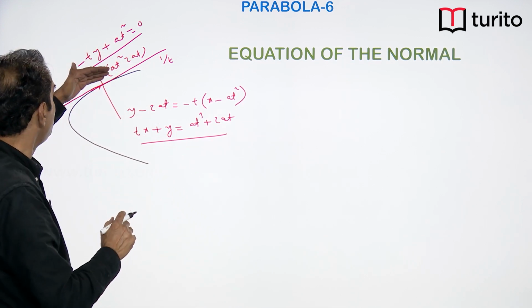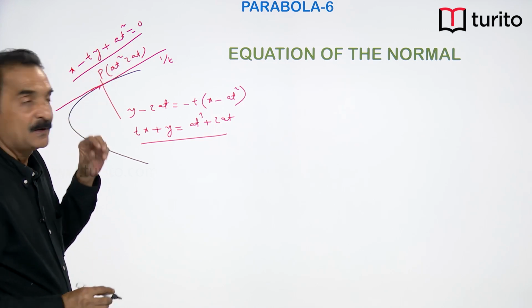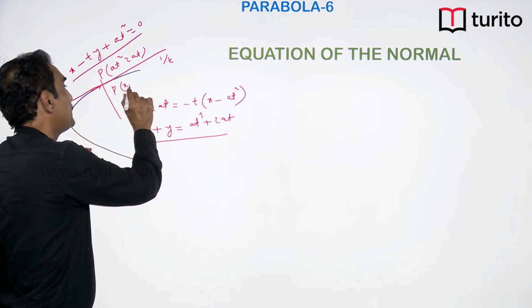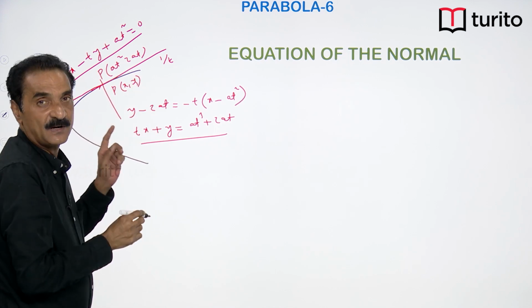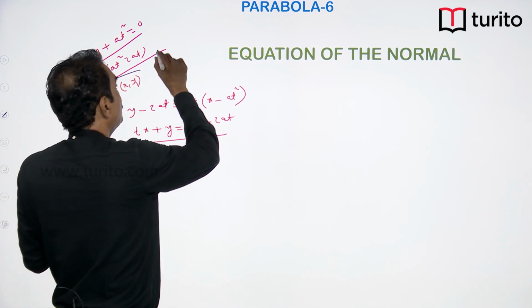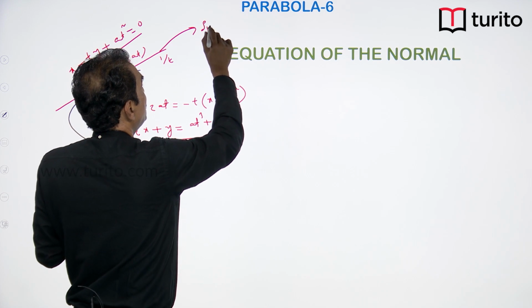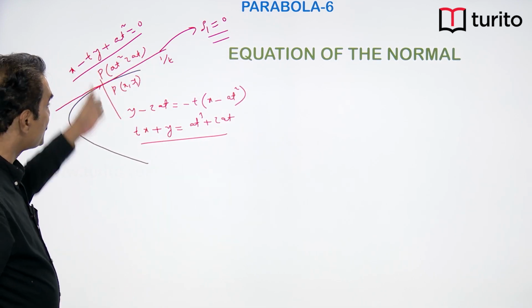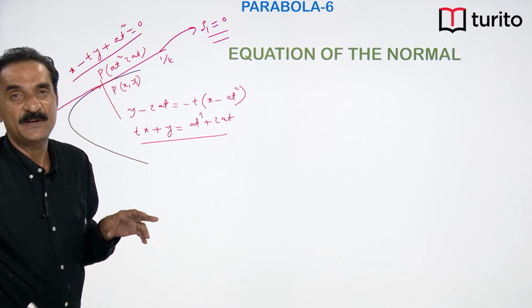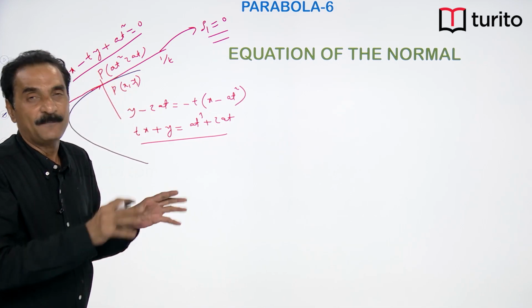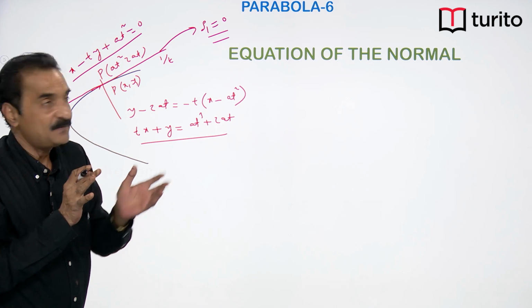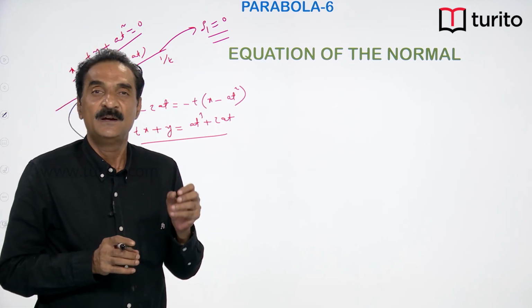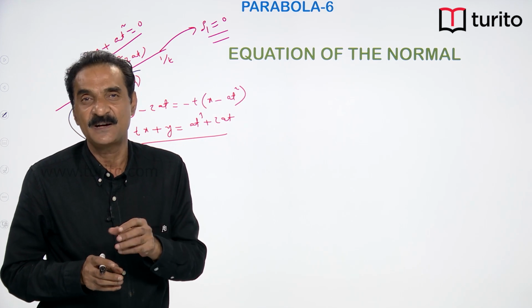But earlier in tangent, we studied the equation of the tangent at a point x1, y1. What is it? S1 is equal to 0. The equation of this tangent is S1 is equal to 0, but the equation of the normal in terms of x1, y1 is not a formula, because we cannot put it in the form of a notation. We cannot write the equation of the normal in terms of S, S1, S11, etc.